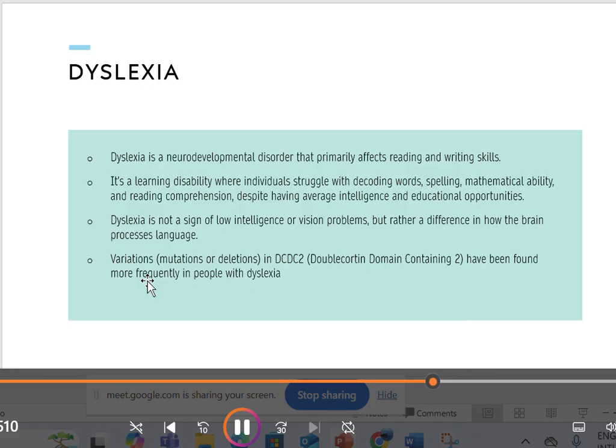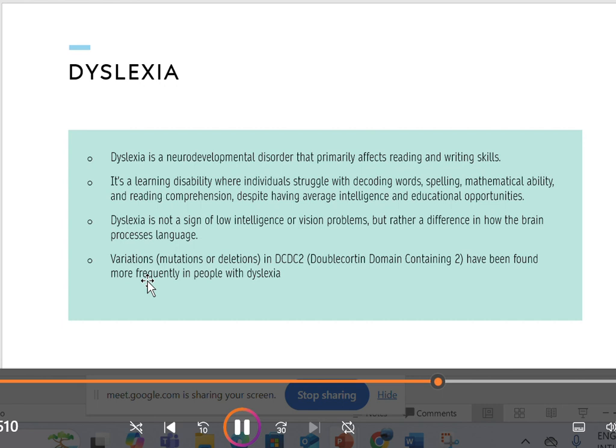It's a learning disability where the individual struggles with decoding words, spelling, mathematical ability, reading comprehension despite having average intelligence and educational opportunity. Though the child is having average intelligence and everything is fine, the child is facing difficulty with decoding words, spelling, mathematical ability. Different types of dyslexia are there.